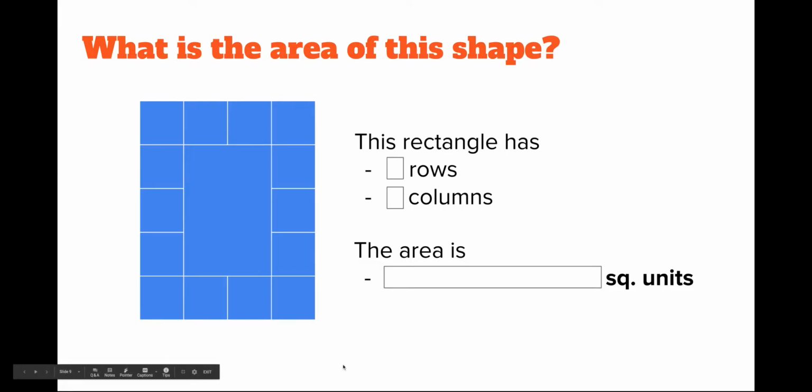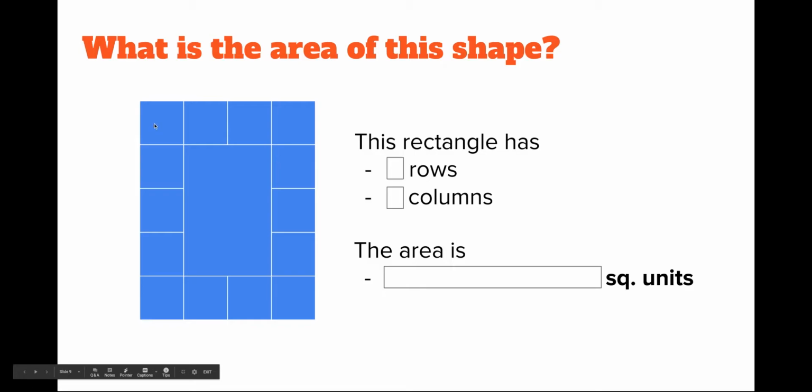Here's one for you to try. It's just like the last one. I want you to pause the video and figure out how many rows, how many columns. Figure out the total area of the shape. Pause the video. How did you do? Well, hopefully what you did looks something like this.